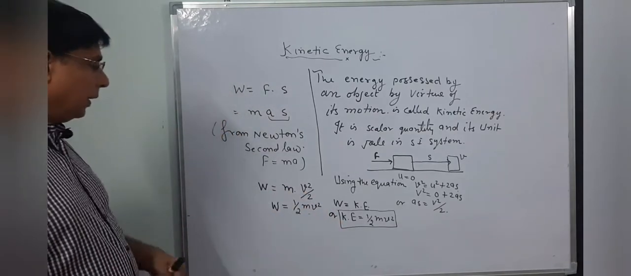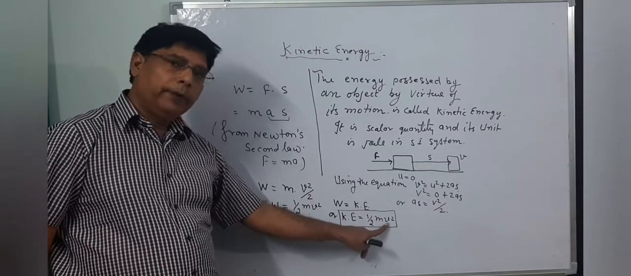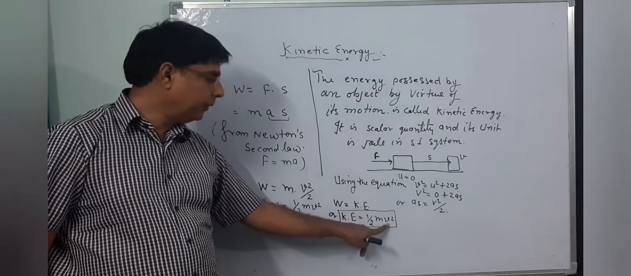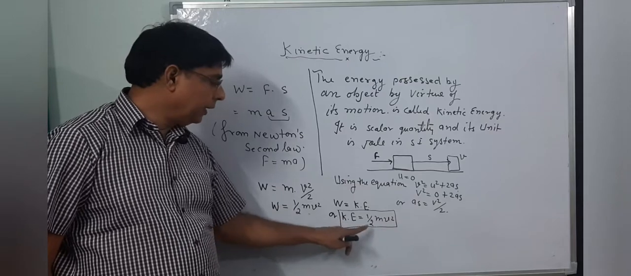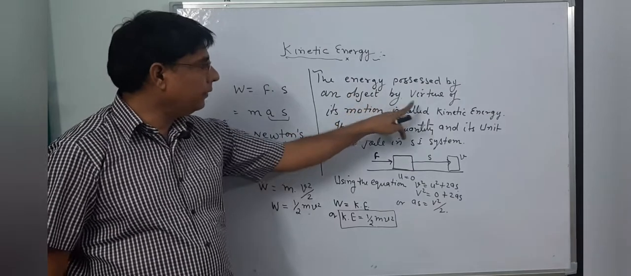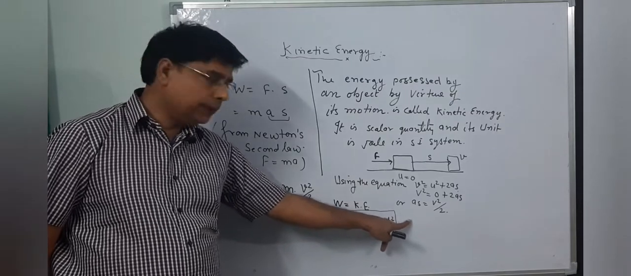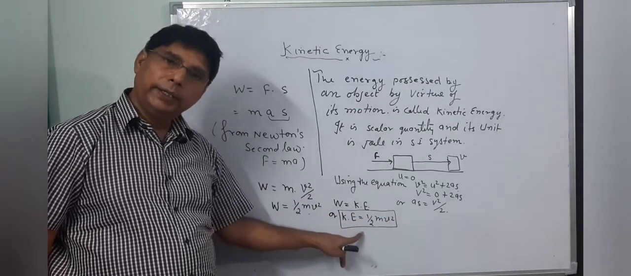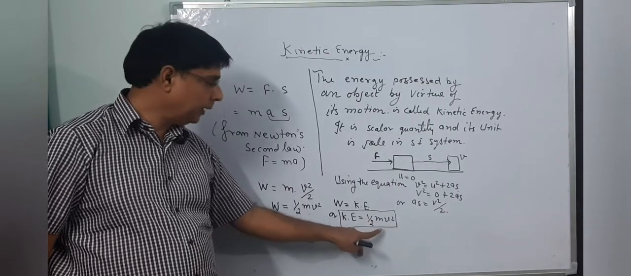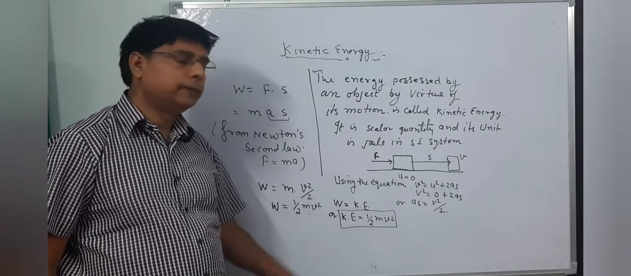Here we see that kinetic energy depends on the mass of an object and on the velocity. If we double the velocity, the kinetic energy becomes 4 times that of the initial velocity. So we can define this as the energy possessed by an object by virtue of its motion. If we increase the velocity of an object, its kinetic energy also increases, and it also depends on the mass. If we increase the mass, kinetic energy also increases.